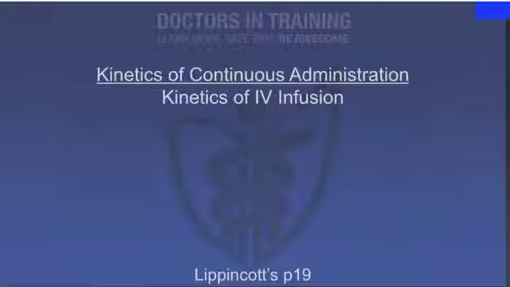So let's talk about kinetics of IV infusion. The rate of drug entry is constant. You're giving a constant amount of drug all the time in an IV infusion. And elimination is usually first order, which means that elimination is proportional to plasma concentration. You're going to eliminate a certain percentage of the plasma concentration all the time. So if the plasma concentration is higher, you're going to eliminate more milligrams of the drug.